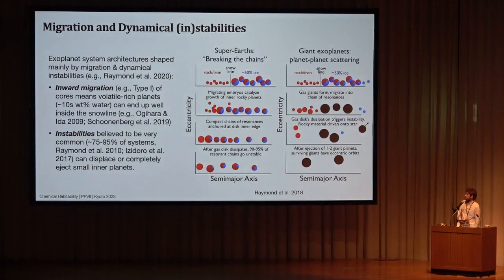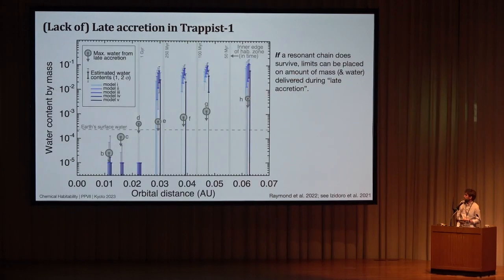Okay. Instabilities and migration, very important for shaping the final stages of the architectures. Don't have time to go into it, but again, inward migration can lead to very water-rich planets being present in the inner disk, even though they formed much further out.